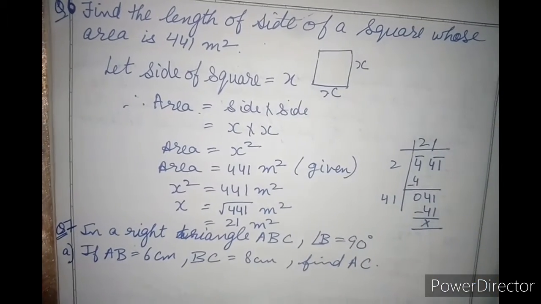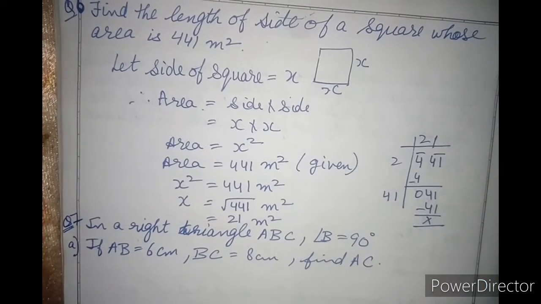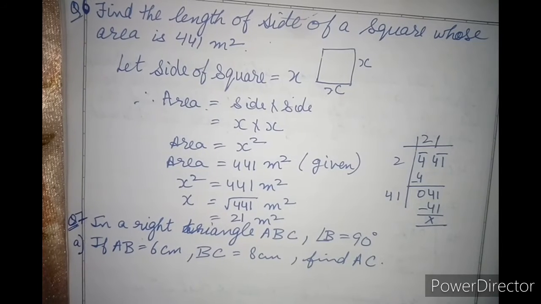So square root of 441 is 21 meter square.